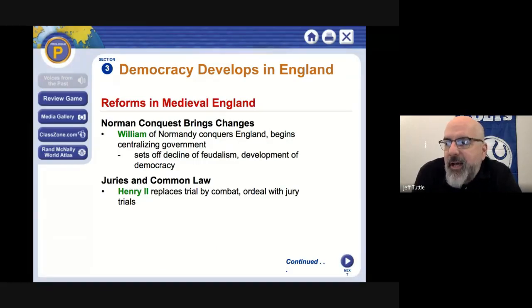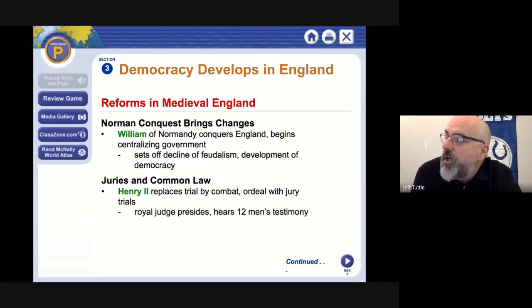Henry replaces that with a jury trial, right? Where, like we would have today, you would go in, you would present evidence, and you'd have a royal judge, and he would hear the testimony of 12 men, and then the judge will make a decision. It's not based on who wins the fight, but on the facts of the case. And that's where we get the 12 people on a jury today in jury trials. So that's a very modern approach to settling legal disputes that Henry brings about.